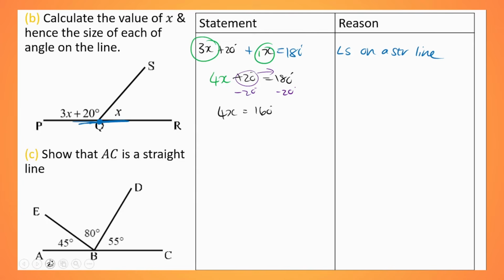And we don't want the size of 4x. They never ask for 4x. They ask for x, the value of x. We go divide by 4. And then we're going to get x is 40 degrees.